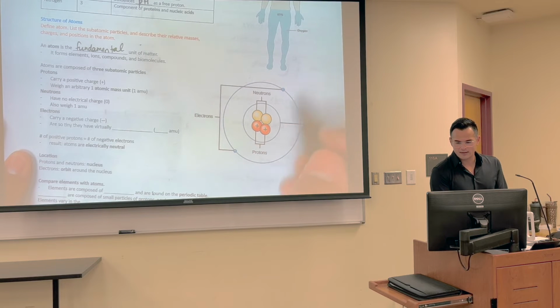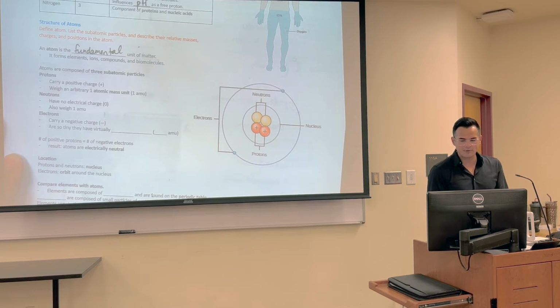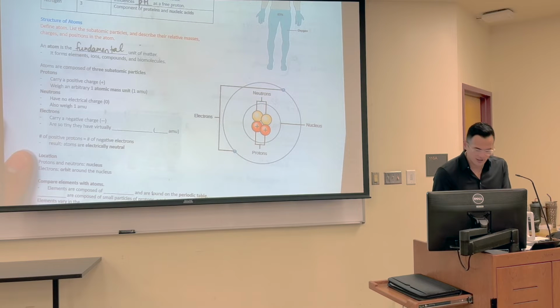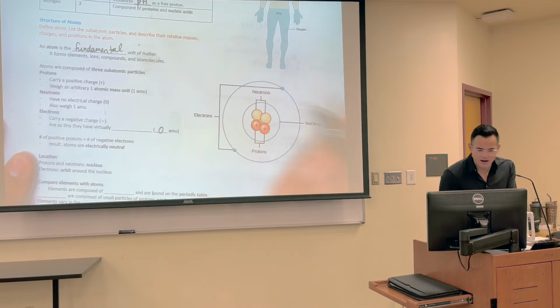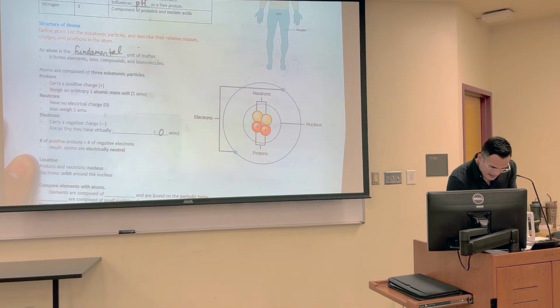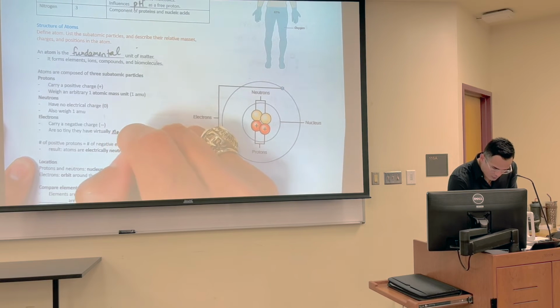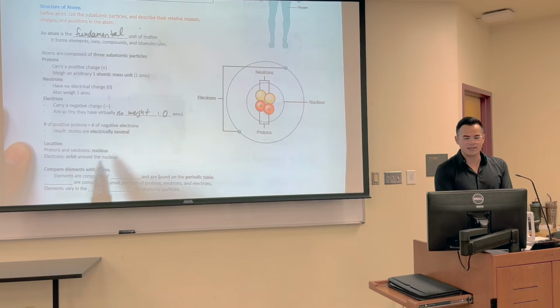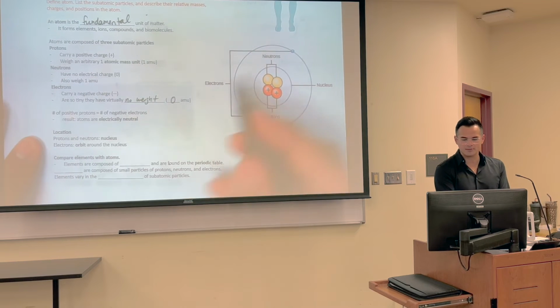The mass, we know that the neutrons, as well as the protons, have mass. But what about these electrons? Do they have mass? They're very, very tiny and they're negatively charged. So they have 0 atomic mass units. They have virtually no weight. So we say that something is electrically neutral if we have the same number of protons and the same number of electrons. And then you look at the location, protons and neutrons, that's found within the nucleus.